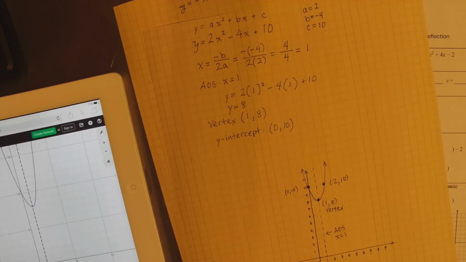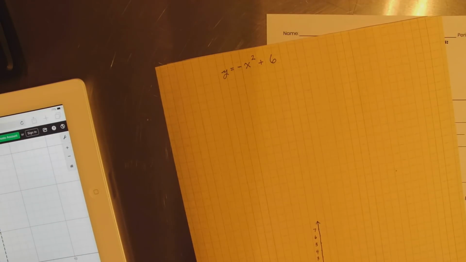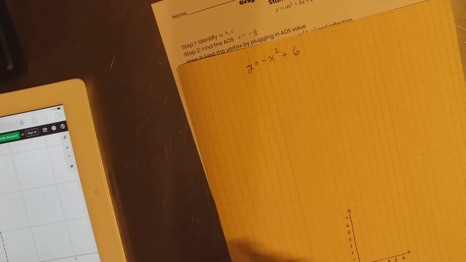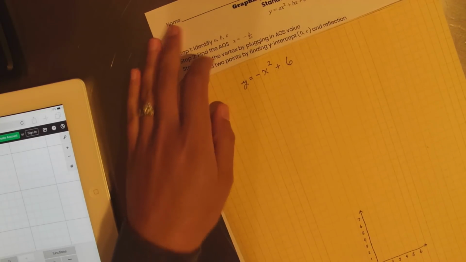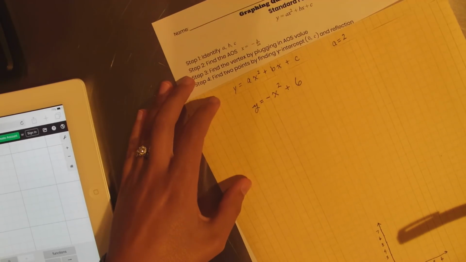Okay, so I want to do one more problem with standard form. And that's when we have a missing value. So going through our steps again, I'm just going to write the standard form. Actually, no, I have it written here.